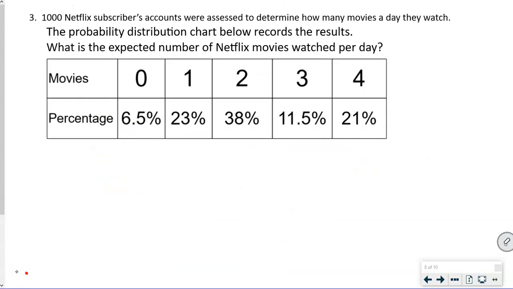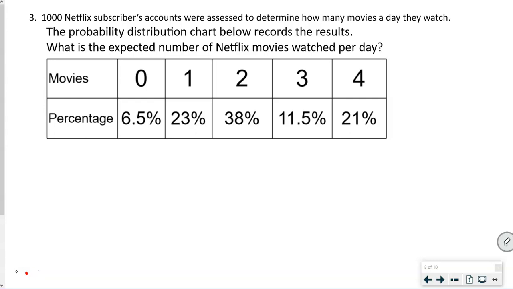So on this next problem, it says 1,000 Netflix subscribers' accounts were assessed to determine how many movies a day they watch. The probability distribution chart below records the results. What is the expected number of Netflix movies watched per day? So what we need to do first is change these percentages into decimals.